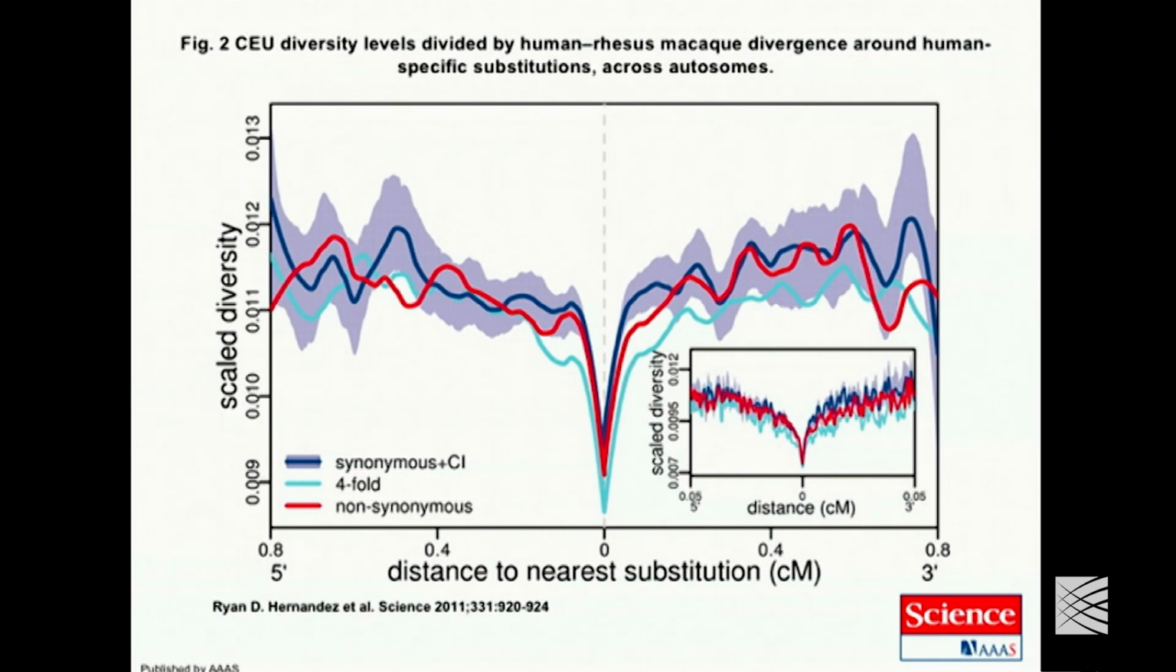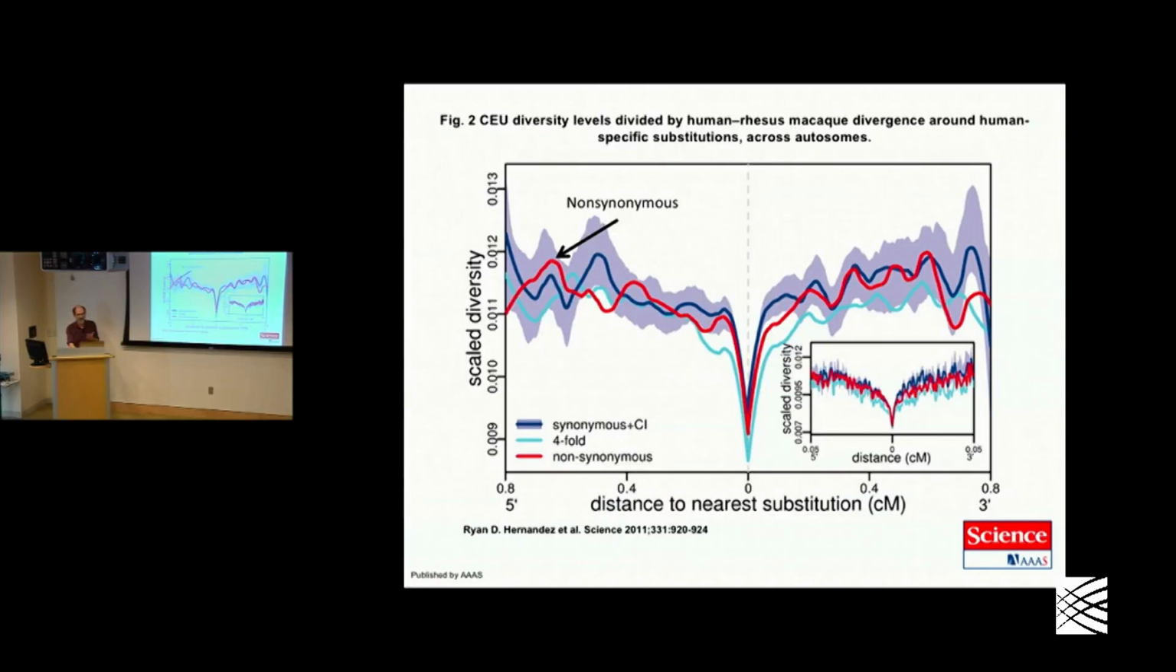So on average, across all genes, if selective sweeps have been common, we should see lower diversity around non-synonymous changes. And here they've plotted, over all genes in the genome, the diversity in the current human population around the different changes. So the site of the substitution is in the middle. In dark blue is the diversity around synonymous changes, and in red is diversity around non-synonymous changes.